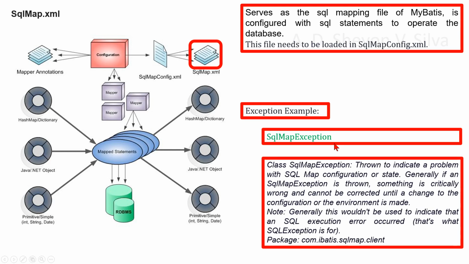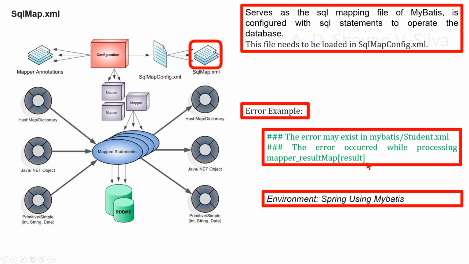This is in the package com.mybatis.sqlmap.client. As an error example, we can consider this. The error may exist in mybatis/student.xml. The error occurred while processing mapper_result map result. This error occurred in Spring using MyBatis.